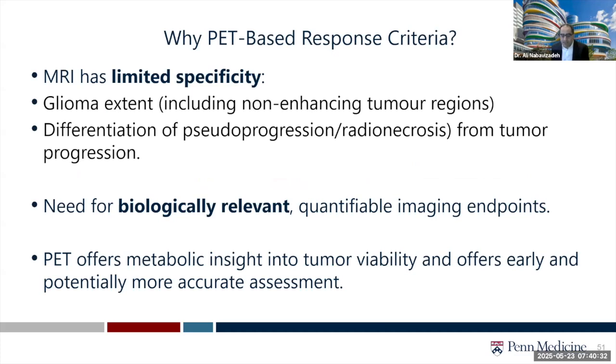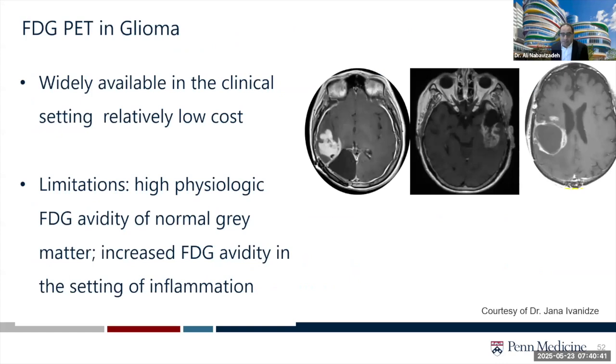And PET actually offers that by giving us metabolic insights into tumor viability, and potentially offers us early and more accurate assessment of the tumor burden. The most commonly used PET agent in oncology, as probably you all know, is FDG PET imaging. It's widely available at relatively low cost. The problem with that is normal brain has high physiological avidity in gray matter, and that really decreases the usefulness of FDG PET imaging in the brain.